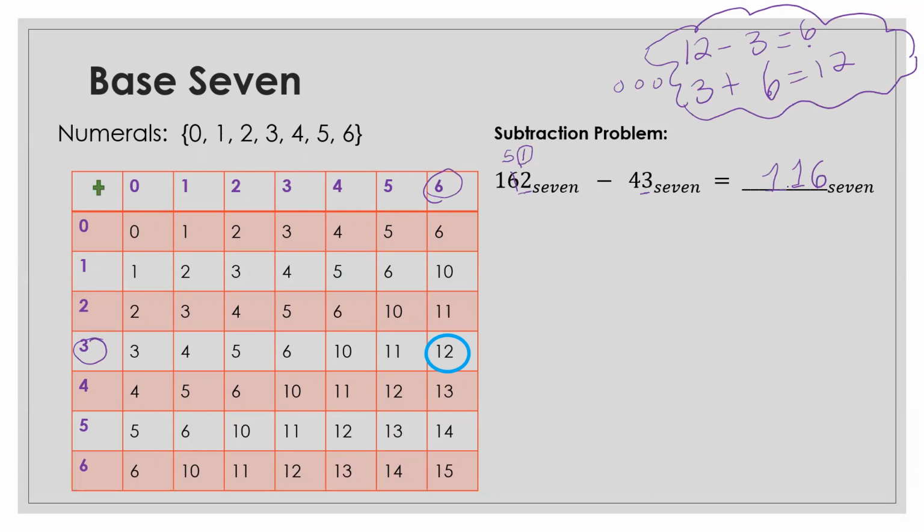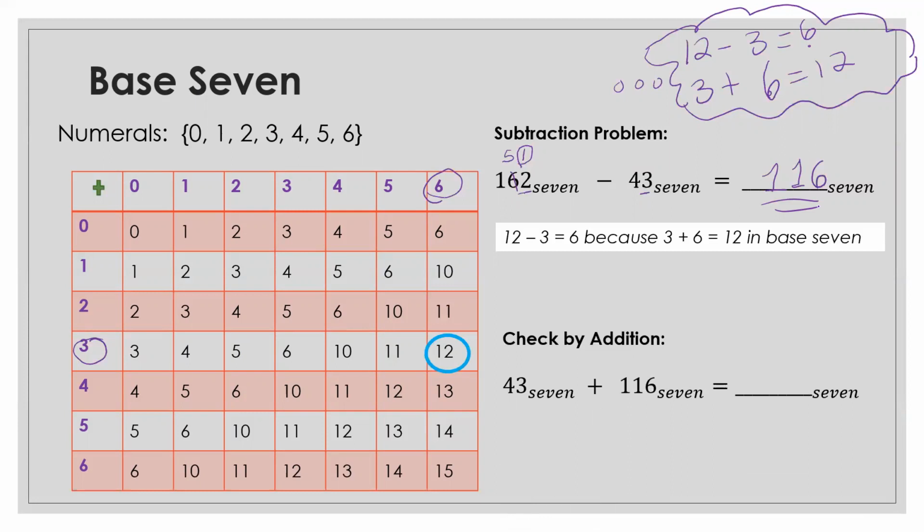Okay, so now we're going to have to check our answer and make sure that's correct. As we have seen here, 12 minus 3 equals 6 because 3 plus 6 is 12 in base 7. How do we check this answer that we have here? Well, we have to do an addition problem. So 43 plus 116, what I said to be the answer, is it going to give me 162?